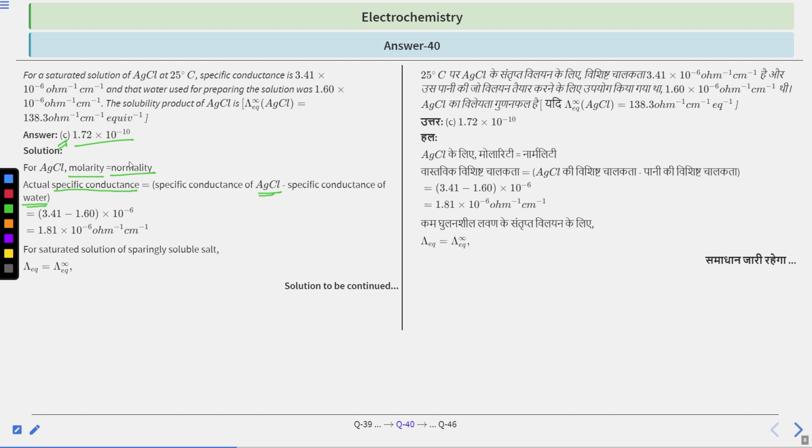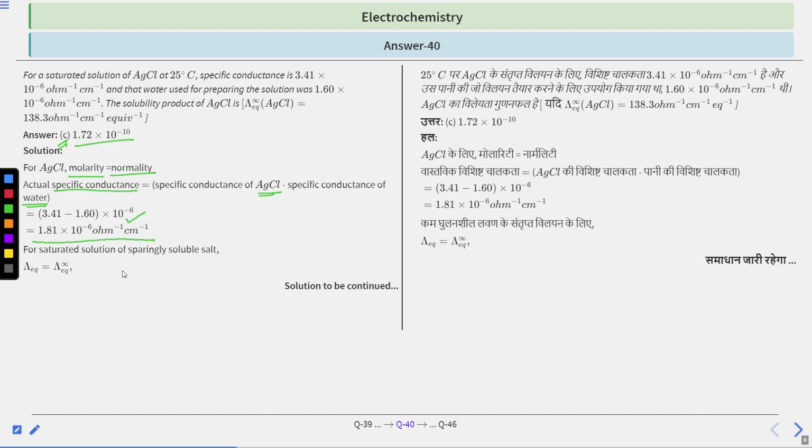So, it is equal to 3.41 times 10 to the power minus 6 minus 1.6 times 10 to the power minus 6. We take 10 to the power minus 6 as common, and this difference comes out as 1.81 times 10 to the power minus 6 ohm inverse centimeter inverse. So this is the specific conductance.